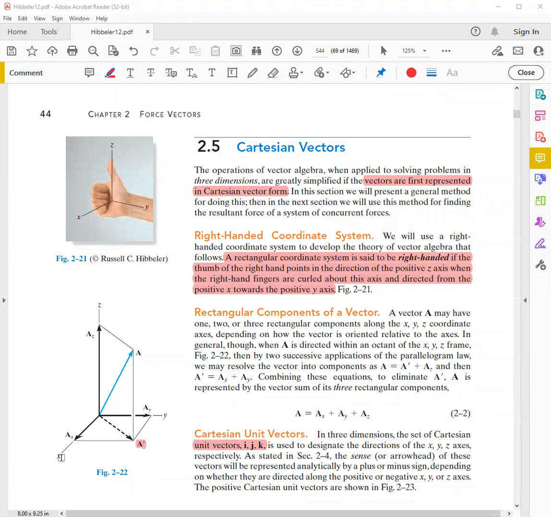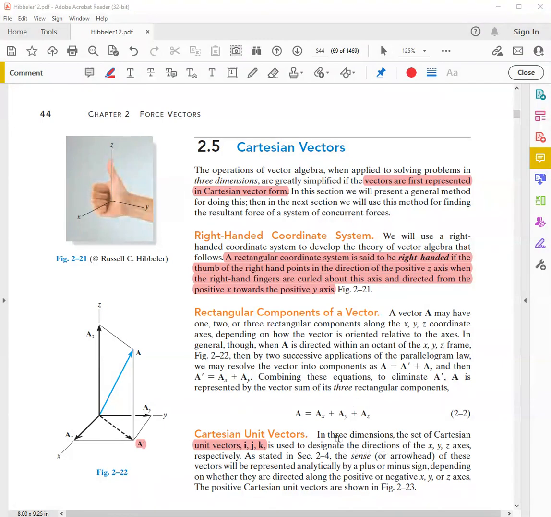Essentially, if you rotate X towards Y, a right-hand screw will move in the positive direction of Z. Or using the right hand, you align your fingers with the x-axis, and the thumb will be in the z-axis.